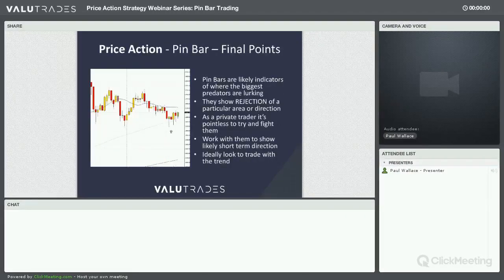So, to finish up from what we've talked about here, remember we talked about pin bars, that they are likely indicators of where the biggest predators are lurking. Think about that, all right? I know it might be a little bit esoteric, a little bit different in the way I look at the market and the way I describe it, but there is method in my madness, ladies and gentlemen. Pin bars are likely indicators of where the biggest predators are lurking.